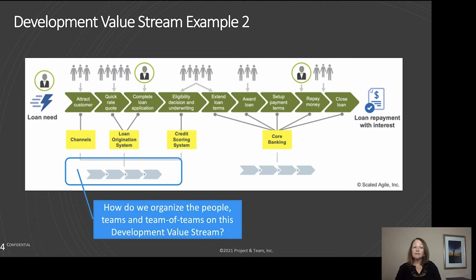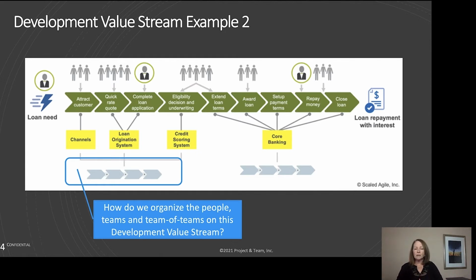It's going to be different for different development value streams. We need to look at what skills are needed, how many of each kind of skill we have available, and what percentage of those skills. Is this something in a regulated environment where I have to have some compliance?